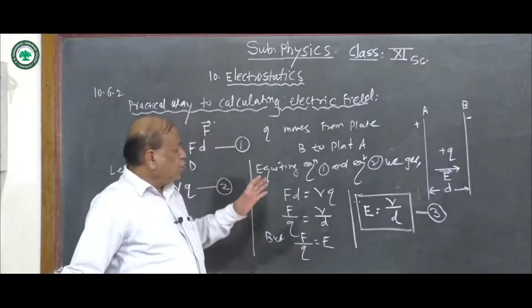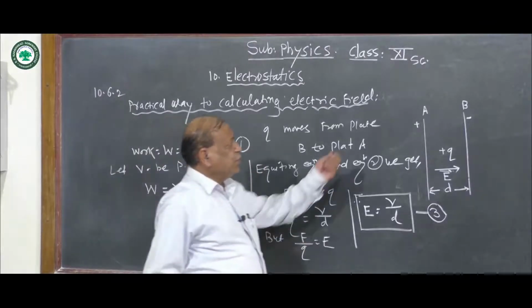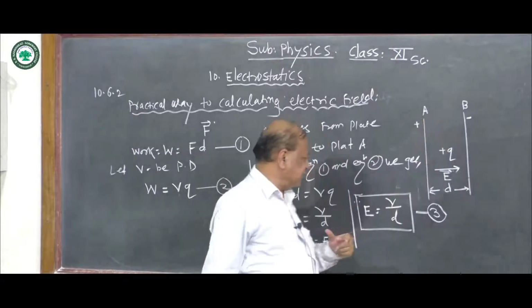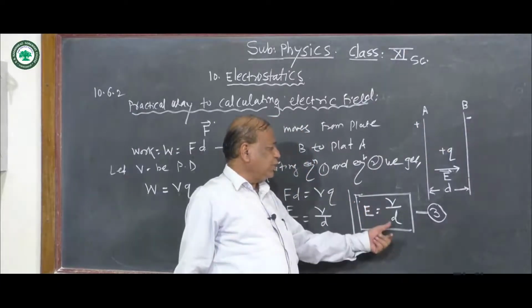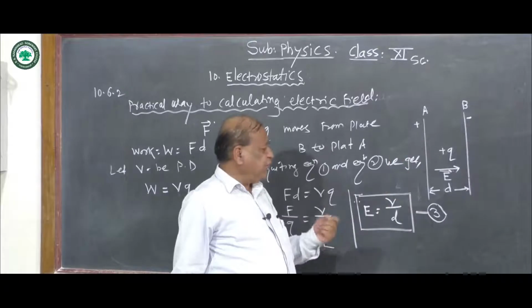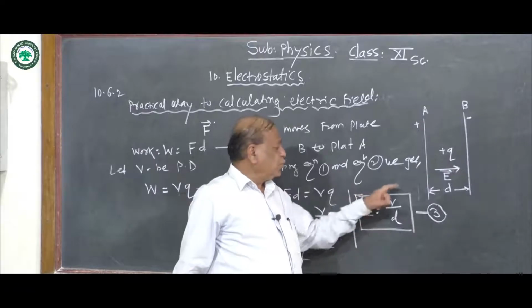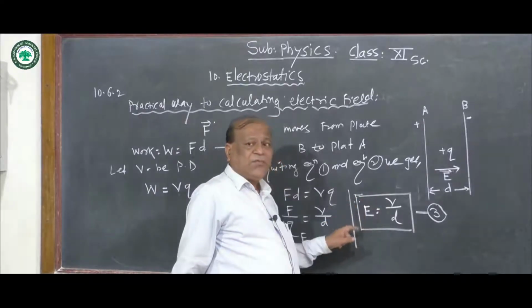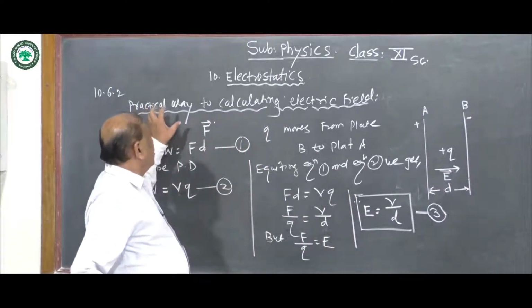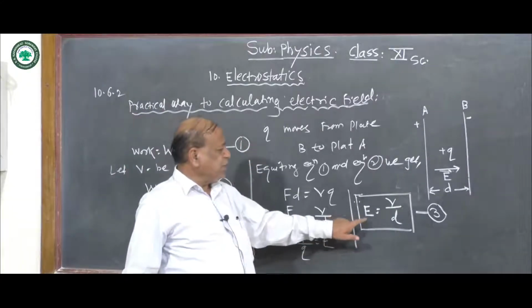In this way, we can calculate the electric field in between these two charged parallel plates, and it is given by E is equal to phi by d. Phi is the potential difference between these plates, and d is the separation between these two parallel plates. Putting the values of phi and d, we can calculate the value of electric field E. In this way, practically we can calculate the electric field.